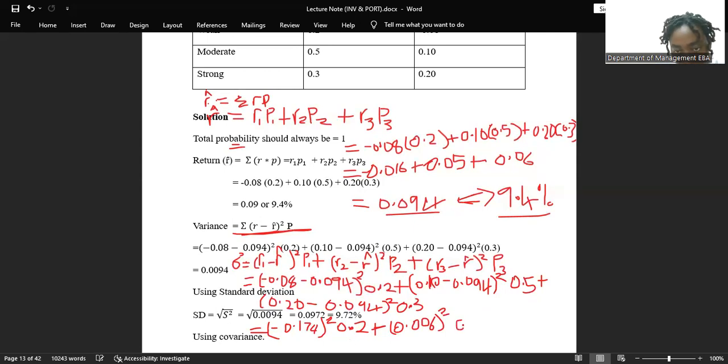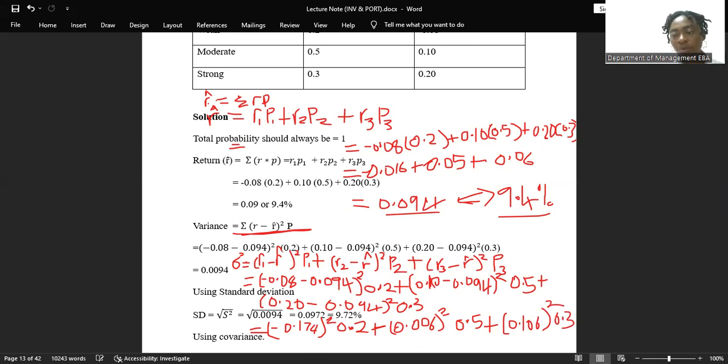0.5. All right, then the last one is what? 0.20 minus 0.094. We are getting 0.106 times 0.3. This should be squared.